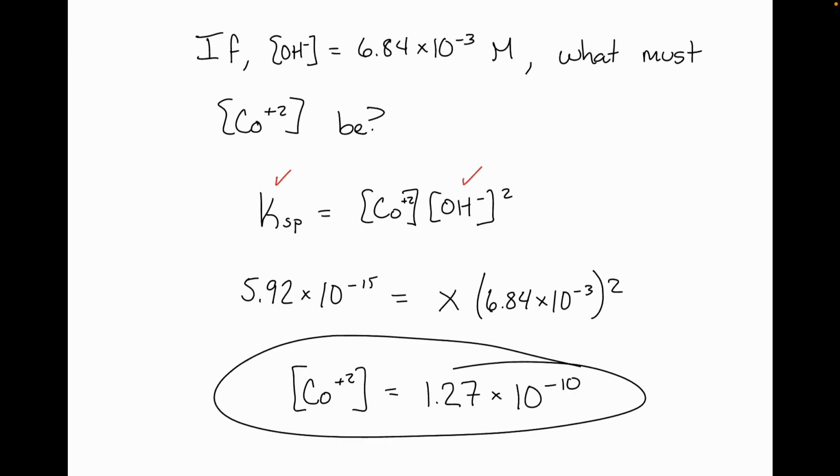So if we have a mixture of these two metal ions, the one that's going to precipitate out first is going to be the one that has the lower KSP with whichever anion that we're adding in there, right? Because that means that it's even less soluble. And we can quantitatively determine at exactly what concentration it will start to precipitate out.